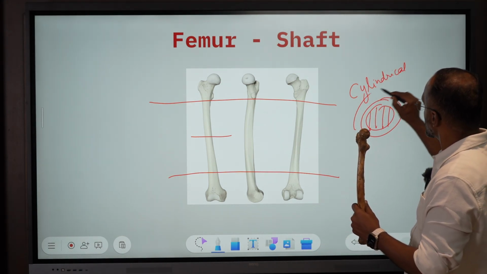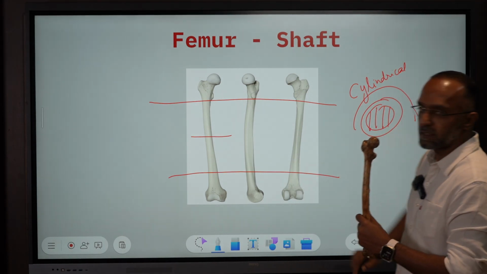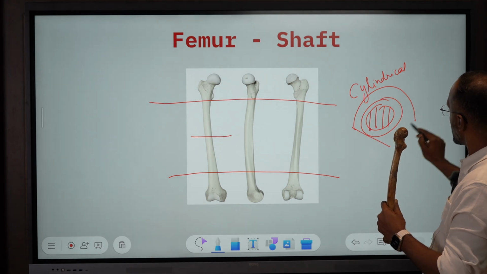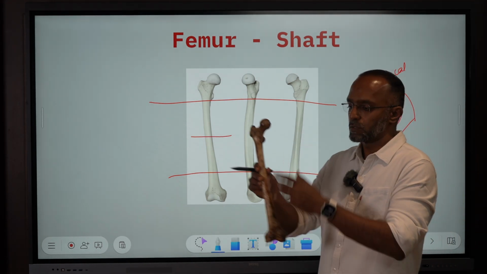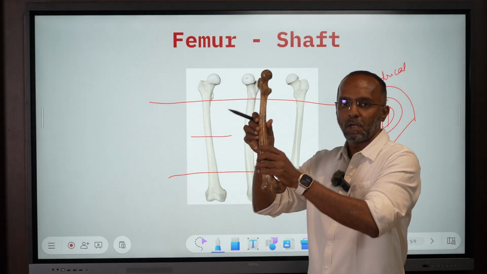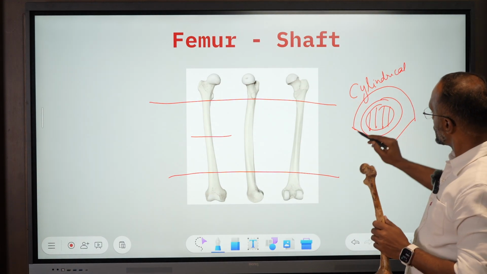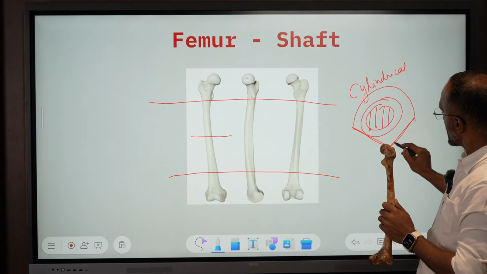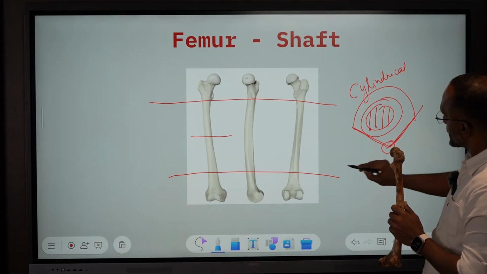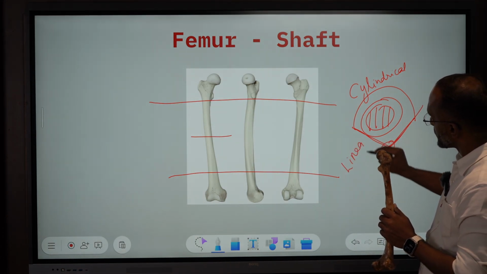The anterior surface is round like this, and the posterior surface is slightly triangular. Okay, so the anterior surface is round and the posterior surface is triangular, so that these two surfaces on the posterior part unite in the middle. This is called the linea aspera.